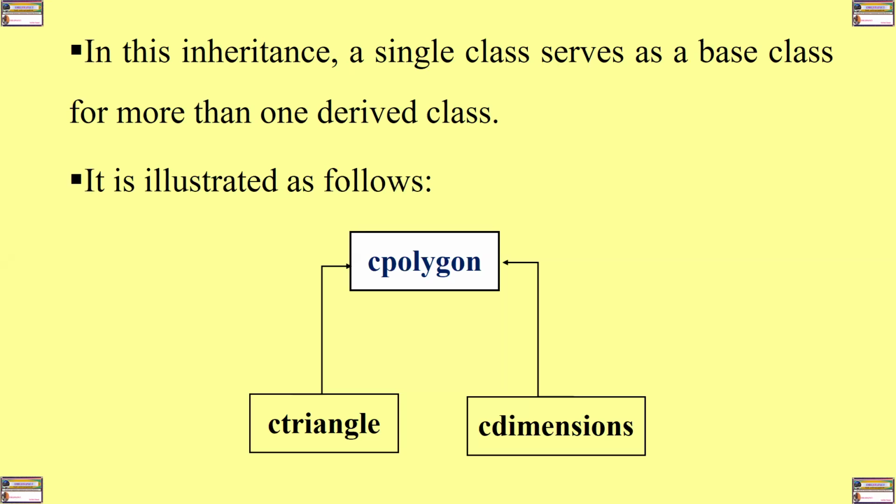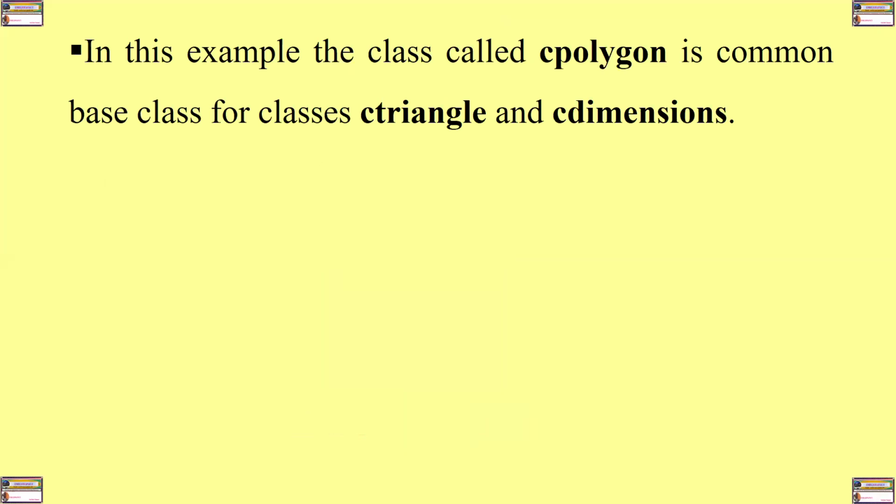So like in this case, we have two derived classes at the same level. One class is called CTriangle. It is inheriting its properties from the base class called CPolygon. And we also have another derived class called CDimensions, also inheriting the properties of the base class called CPolygon. So the CTriangle and CDimensions, both of them have equal rights and access to the members of the base class CPolygon. So in this example, the class called CPolygon is the common base class for classes CTriangle and CDimensions.